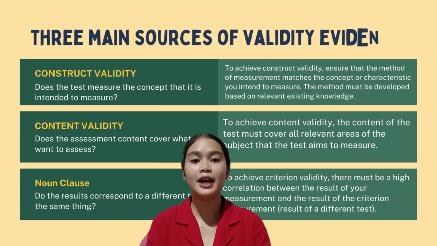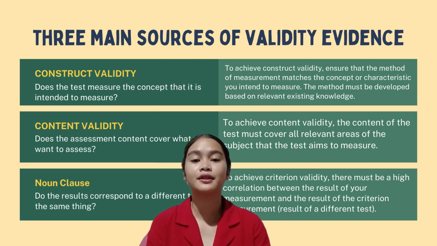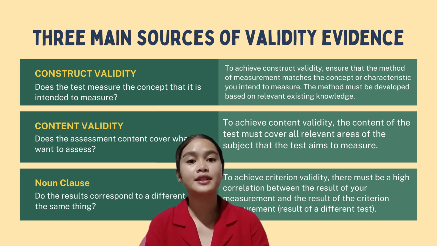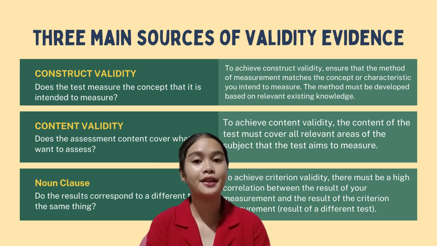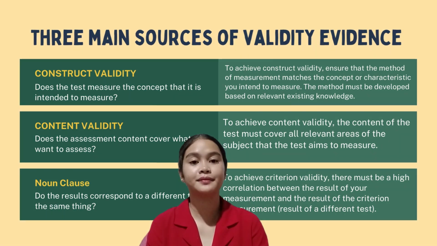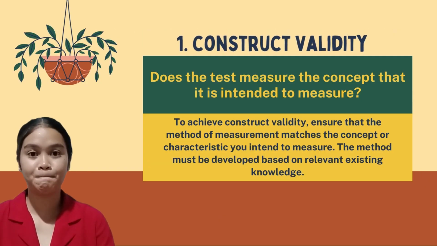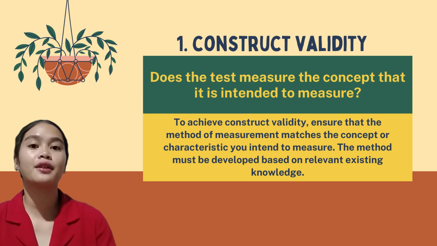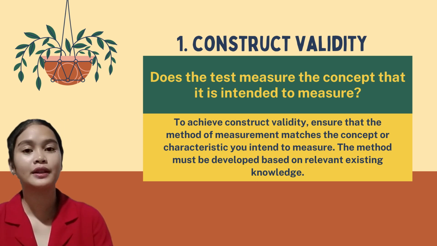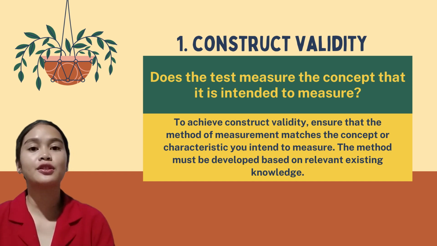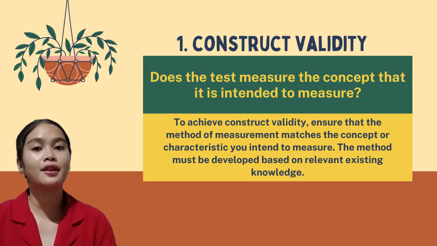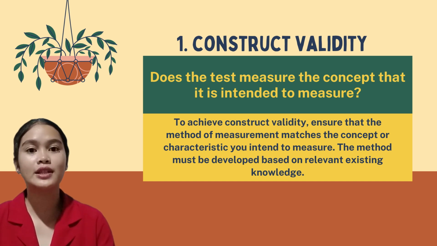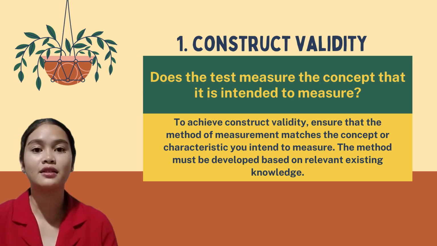There are three types of evidence that may be collected. First is construct related evidence of validity. Second, content related evidence of validity. And third, criterion related evidence of validity. First is construct validity. Does the test measure the concept that it is intended to measure? To achieve construct validity, ensure that the method of measurement matches the concept or characteristic you intend to measure. The method must be developed based on relevant existing knowledge.